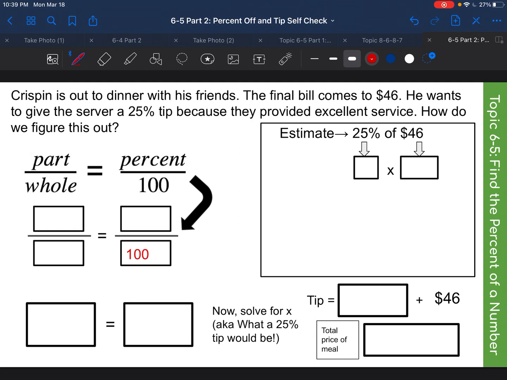Let's see. It says Crispin is out to dinner with his friends. The final bill comes to $46. He wants to give the server a 25% tip because they provided excellent service. How do we figure this out?